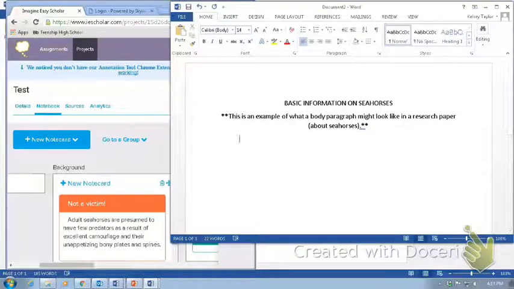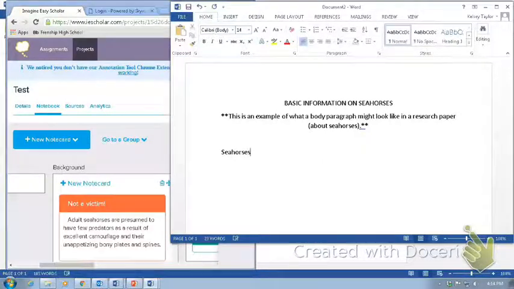Okay, so of course, we're going to embed all of our quotes and all of that, just like you've done when you've answered OERs or short answer questions. But I'm going to kind of walk you through that here. So you need to start your body paragraph with a topic sentence. So pretty much a general, broad idea of what that paragraph is going to be about.